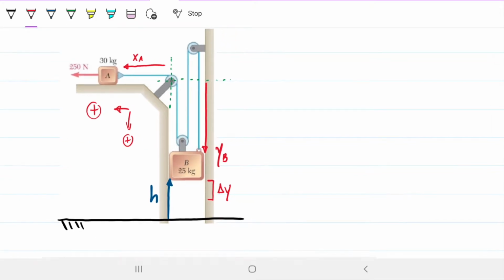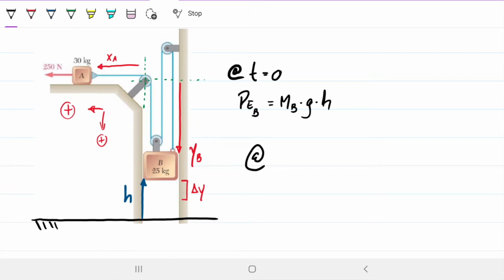Cool. So what do we have at t equals 0, before anything happens, before my force is applied there? Well, we only have the potential energy on B, which is mass of B times gravity times that height h that we found from the beginning. And then at t after, we're going to have the three energies that we talked about: potential energy of B, which now has changed, plus the kinetic energy of B, plus the kinetic energy of A.